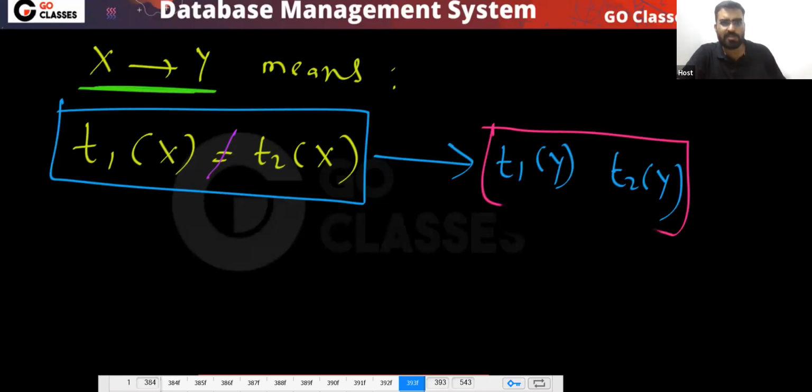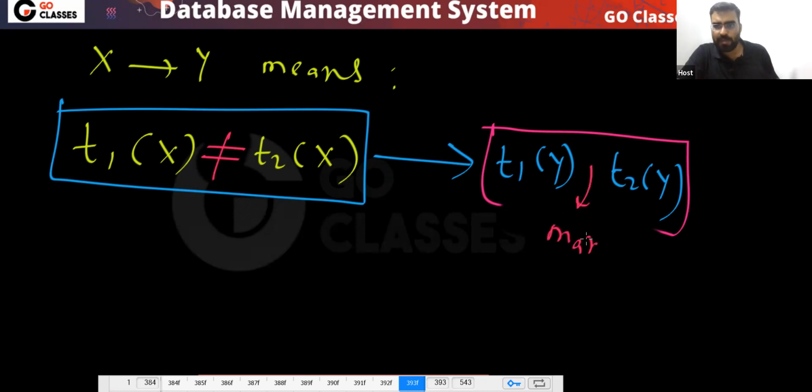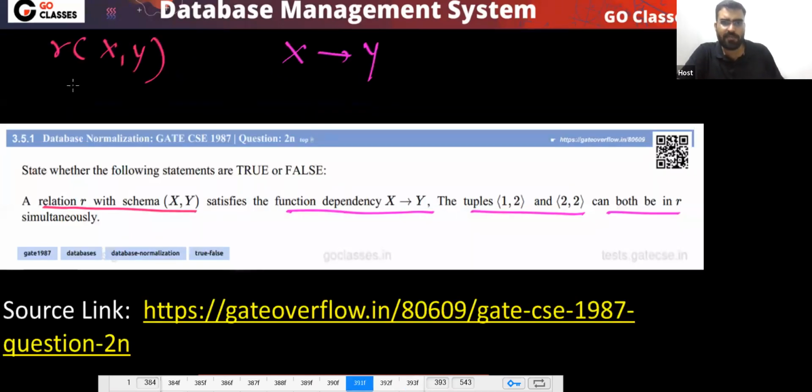Very simple. X determines Y means that if two tuples have different X values, then T1.Y may or may not be equal to T2.Y. In this situation we don't care. So can we have (1, 2), (2, 2), (3, 3)? There is no problem, because you can notice that the values of X are different, so the value of Y does not matter. Everything is fine.